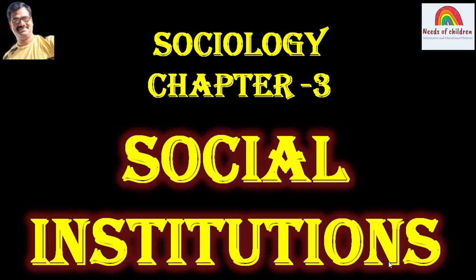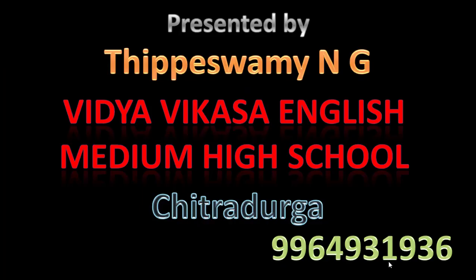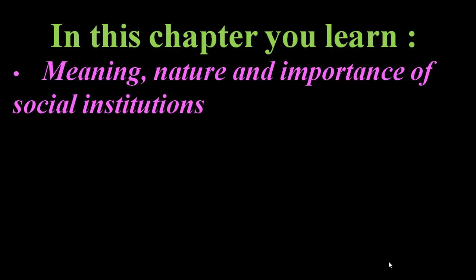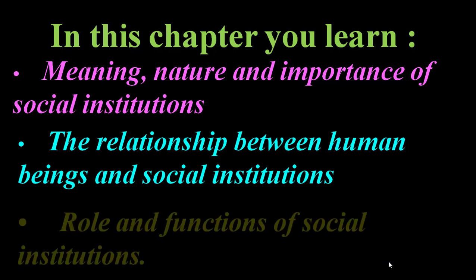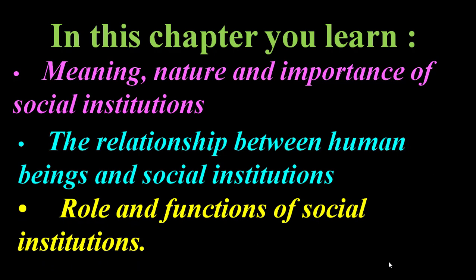We are discussing 8th standard English medium social science. In that, sociology, chapter number 3, social institutions. Let's come to the very important learning points from this lesson. In this chapter, you learn the meaning, nature and importance of social institutions, the relationship between human beings and social institutions, and the role and functions of social institutions. These are the very important learning points.